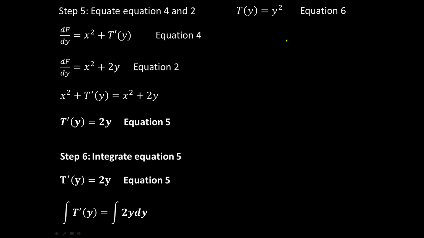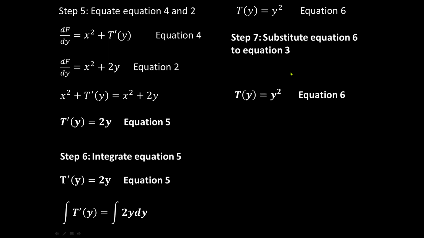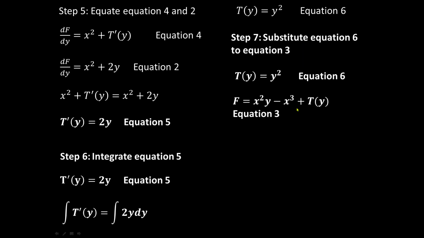So, we already have now our equation 6. And then, this is the right time to proceed to the last step. Substitute equation 6 to equation 3. Ano ba yung equation 3? Di ba yung equation 3 natin, yung nahanap natin kanina na nag-integrate tayo? Tama ba ako? Yes, sir. Okay. So yung T of y, ito yung equation 3. Papalitan lang natin yung T of y ng y square. And that's it. So napalitan ko na ng y square.